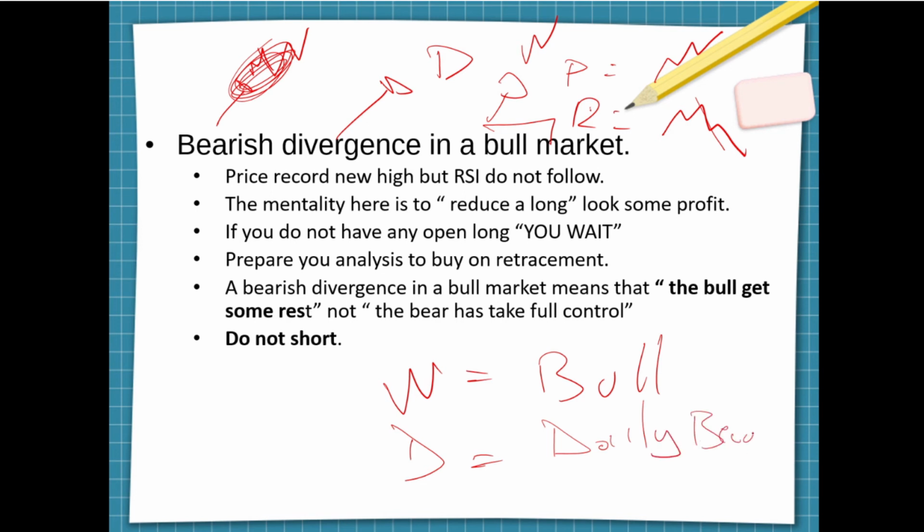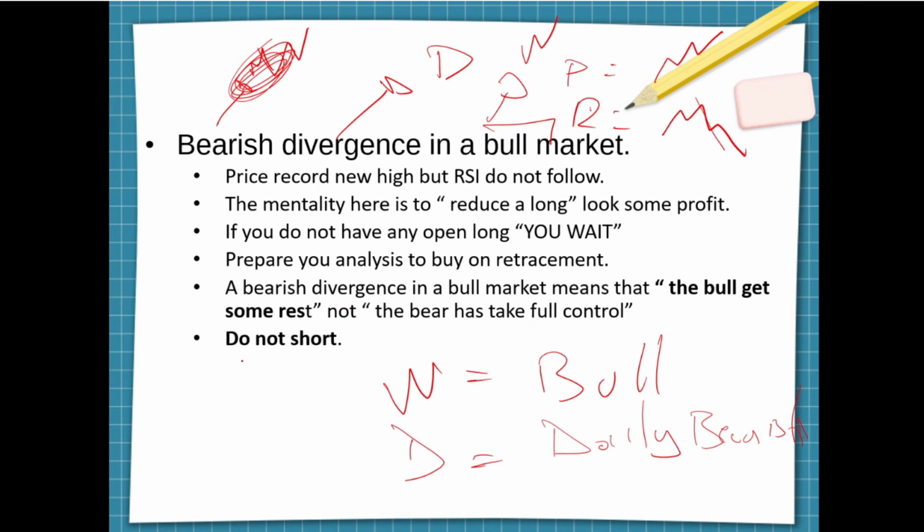It's a bearish divergence. You don't short that stuff. You reduce, or go long, or you wait. So prepare your analysis to buy on retracement if ever we get one. A bearish divergence in a bull market means the bulls get some rest. That doesn't mean that the bear has taken control.